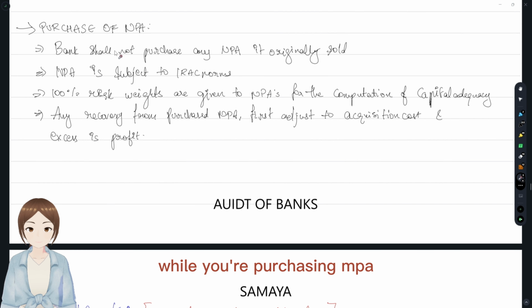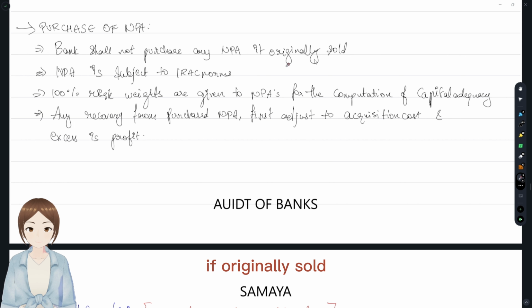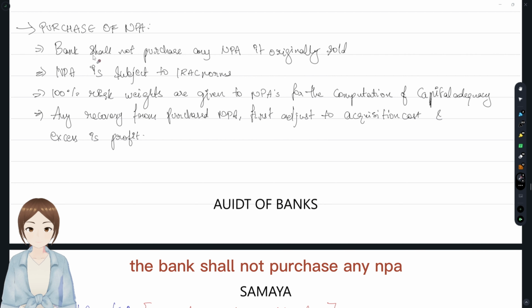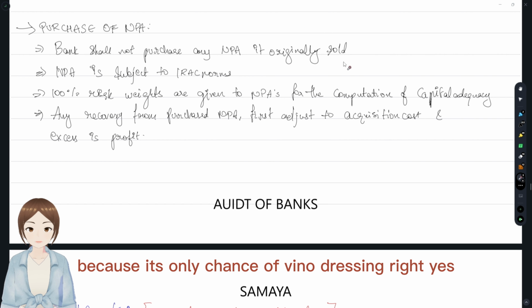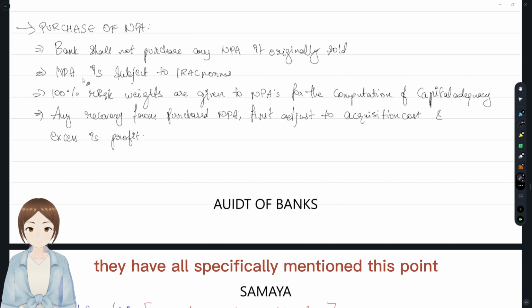Purchase of NPA. While purchasing NPAs, what do you have to do? The bank shall not purchase an NPA it originally sold. That is, if I had originally sold my NPA two or three months back, I cannot repurchase it, none of the NPAs that I have sold. That's what they're talking about. The bank shall not purchase any NPA it originally sold, because there's a chance of window dressing, right? Yes, it could be window dressing. That's why they have specifically mentioned this point.